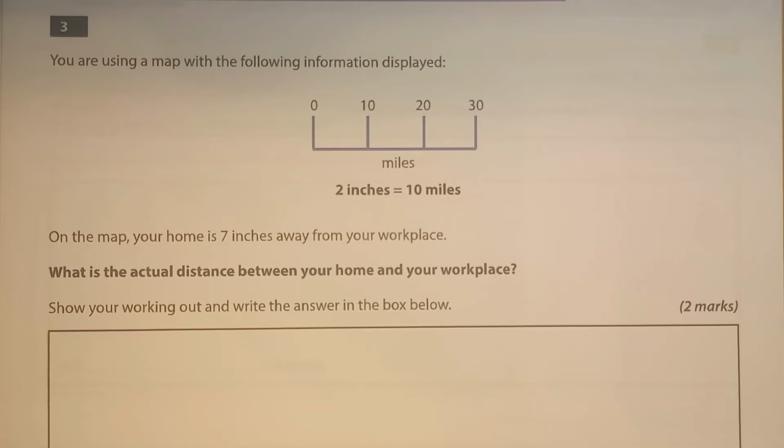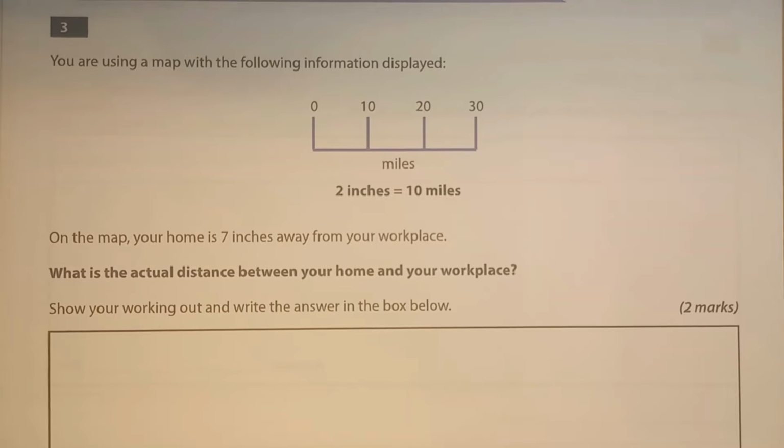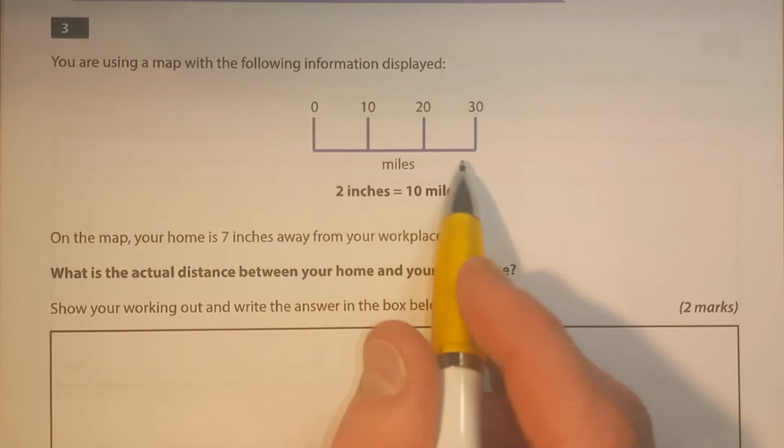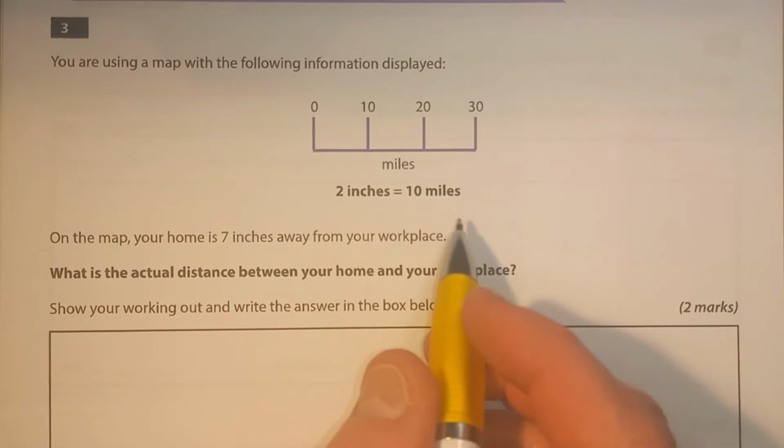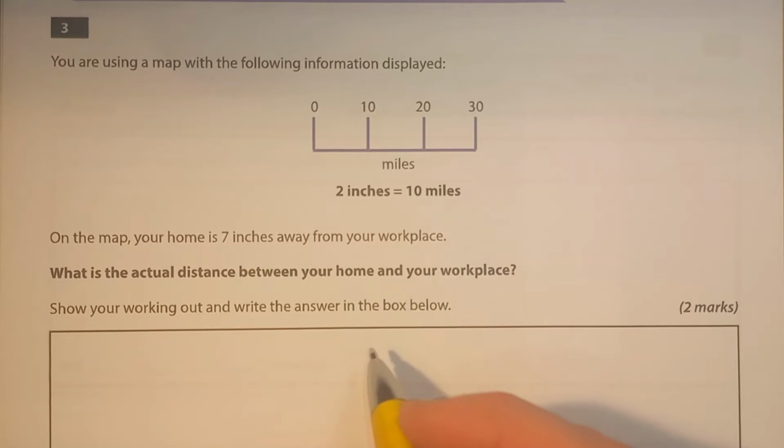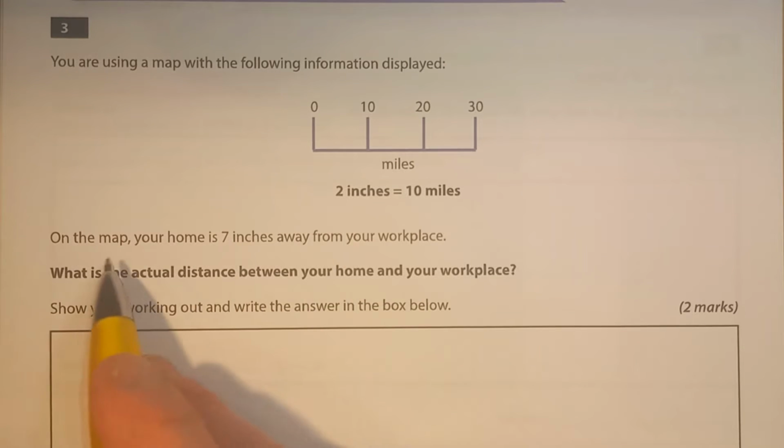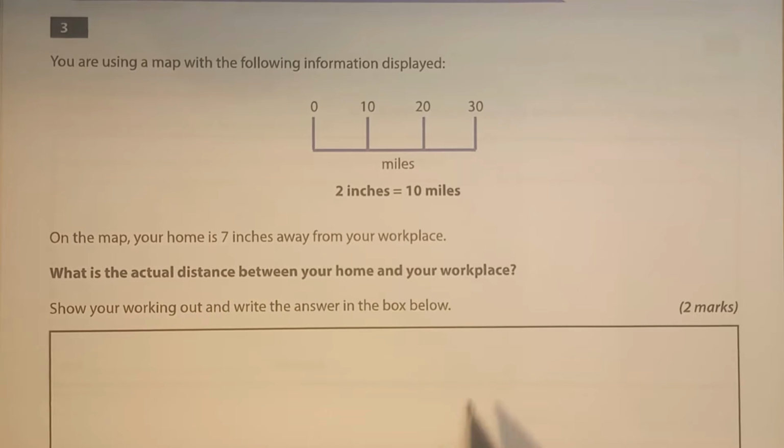Question 3. You are using a map with the following information displayed. So we've got miles on here, and we've got that 2 inches equals 10 miles. On the map, your home is 7 inches away from your workplace. So that's on the map, not in real life. That wouldn't be very far. What's the actual distance between your home and your workplace? Show your working out and write the answer in the box below.